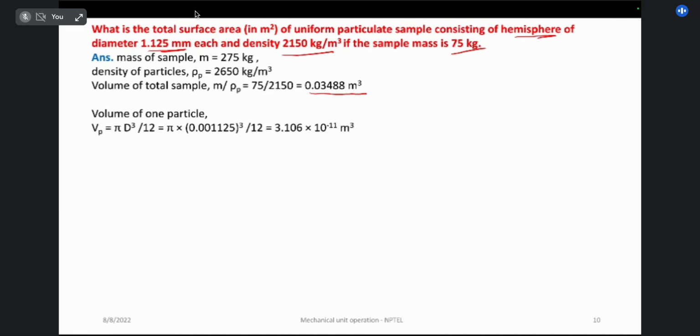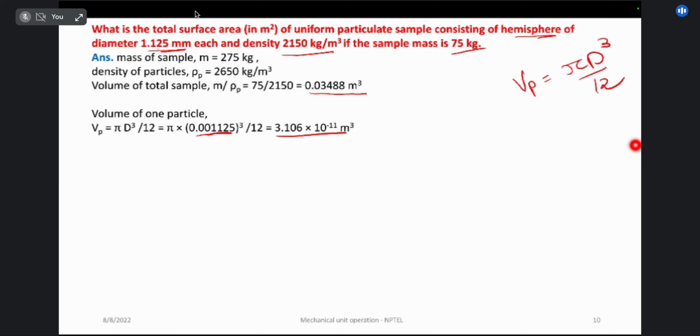Now, in order to find the surface area, we have to start from the volume of one particle. For one particle, if we talk about the hemisphere, as we discussed in the last lecture, the volume is represented by pi d cube by 12. If you convert 1.125 millimeter into meters and substitute into this equation, at the end you will get 3.106 into 10 to the power minus 11 meter cube. This is the volume of one particle only.